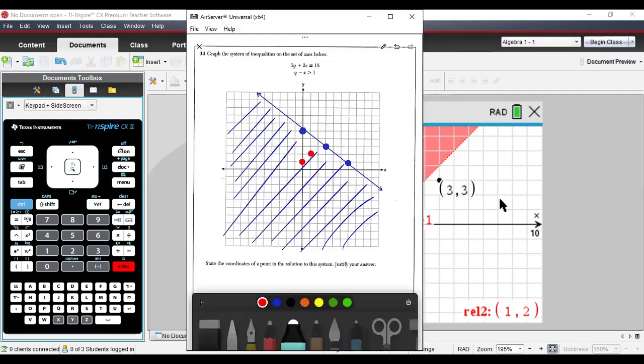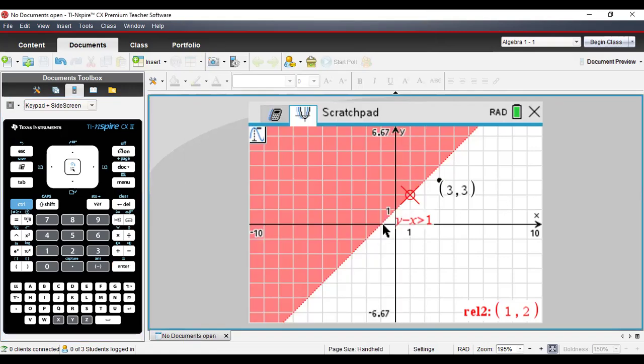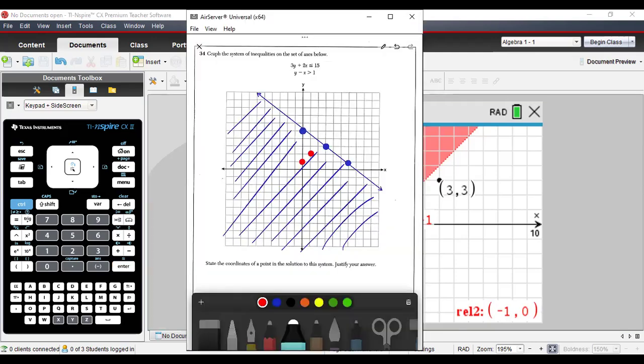And then let's see what else we got. Looks like -1, 0. So I'm going to put in a -1. Let's see what that does. -1, 0. So if I go back, here's my other point. Now, this, remember, is going to be a dashed line. So I'm going to make a straight line for now.